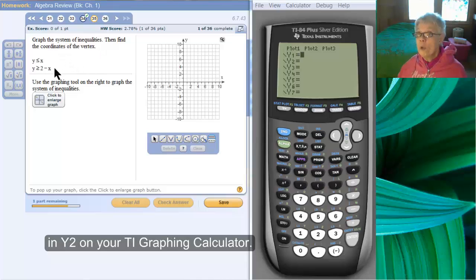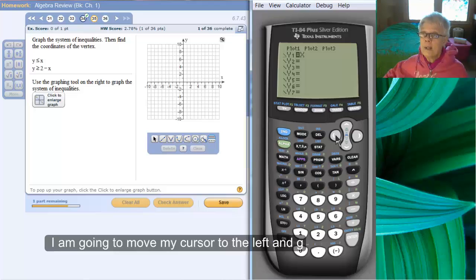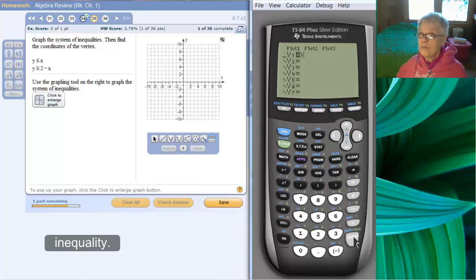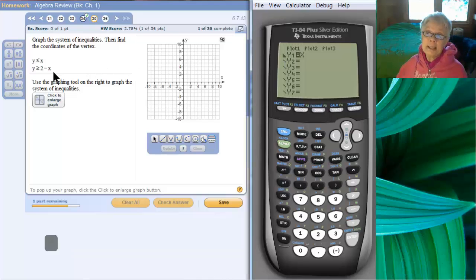All right, first I'm going to graph the line in the calculator, y equals x, and then for y2, y equals 2 minus x. So y equals x goes in y1. Now I'm going to go over to the wiggling line, and I need less than. True, it is less than or equal to, but less than is good enough for what I want to do. That's a lower triangle. Lower triangles mean less than.